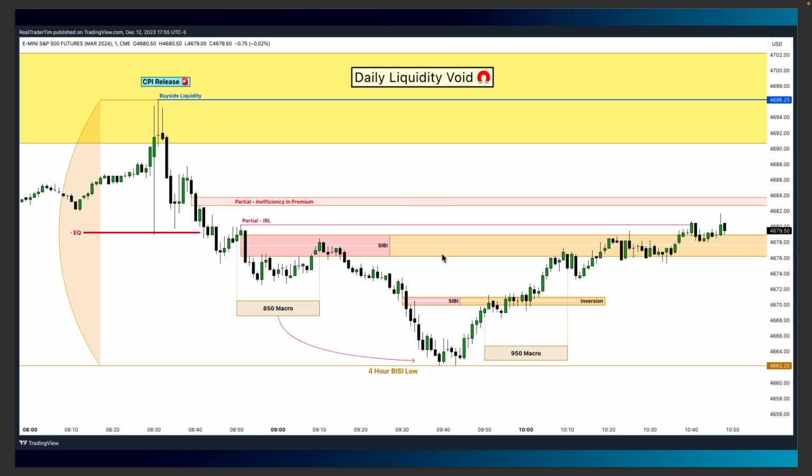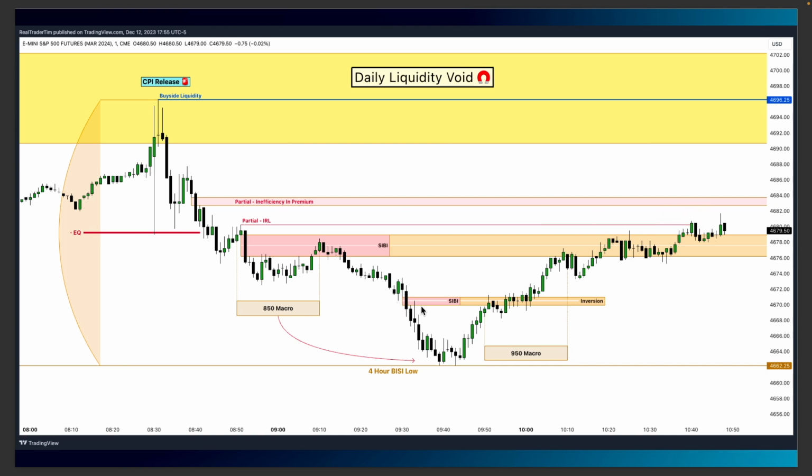internal range liquidity, inefficiency, and premium. And you can see here, where do we reach to? If this is our high of the day, and we're suspecting that this is going to be the low of the day, where's equilibrium? Right here. We're long. What do we want to target? Liquidity and inefficiency above equilibrium. So we get that first partial here.